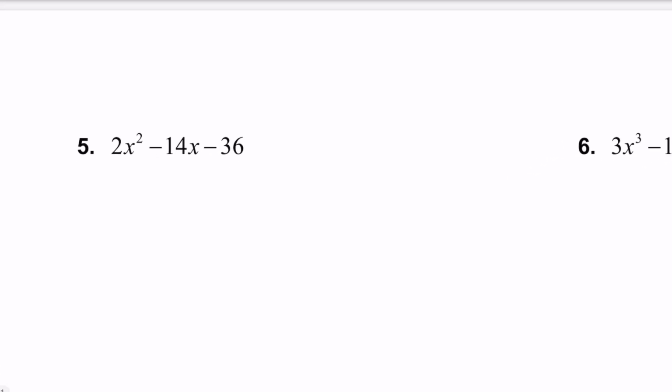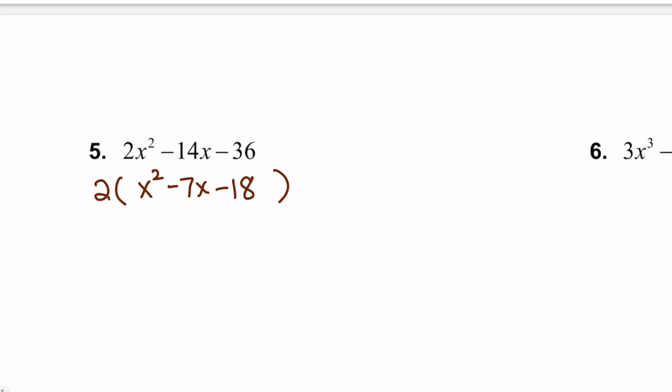Number 5, all of them are even again, so we're going to divide a 2 out of all the pieces. We get x squared minus 7x minus 18. This is an easy one. So we have an x and an x. First we learn to add, then we learn to multiply. We're looking for two things that multiply to negative 18 and add to negative 7.